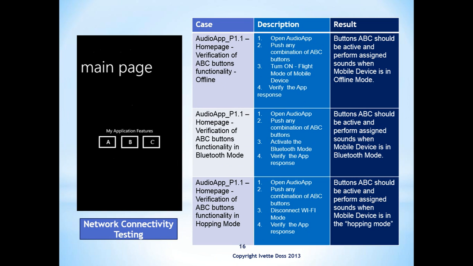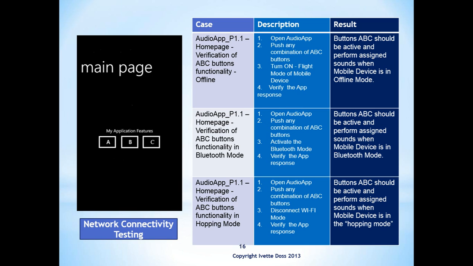The same thing applies to network connectivity testing. The first thing that pops up in everybody's mind is to test your application offline. So this is ABC button functionality for offline, to confirm that if it's a native application, it should work. In our test case, because of the expected result, you can see that it will be a native application, because a native application should work offline as well.